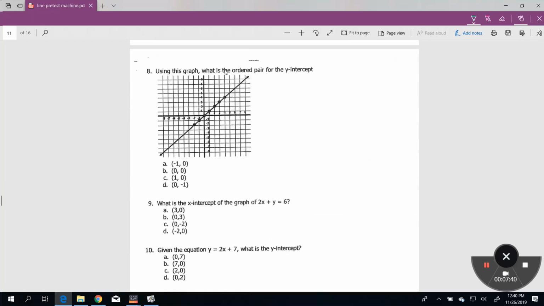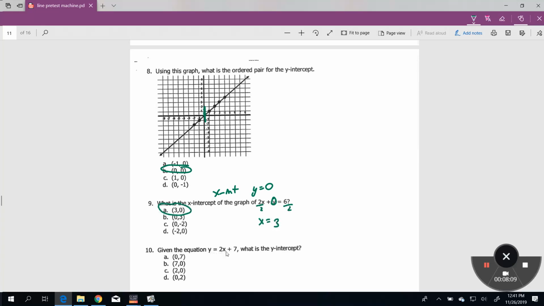Using this graph, what is the ordered pair for the y-intercept? Well, where does it cross the y-axis? Right there, at (0, 0). What is the x-intercept? Remember, the x-intercept is when y equals 0, so that's gone basically. So I just divide this by 2. X is equal to 3. That's my x-intercept. X is 3, y is 0.